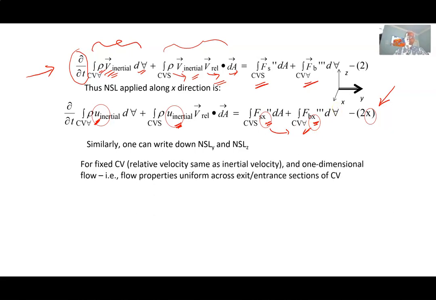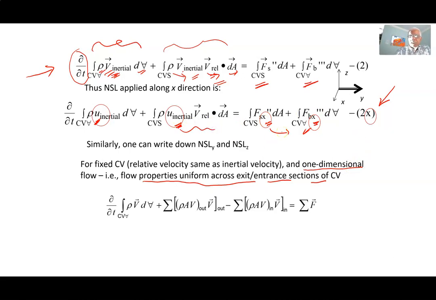And for a fixed control volume, where the relative velocity is the same as the inertial velocity, in many problems this velocity V inertial and this velocity V rel may be the same, where typically you have a fixed control volume, as we will see through examples, and as you saw through some examples when we did conservation of mass kinds of problems. Then, if you assume the flow properties are uniform across the exit or entrance sections of a control volume, that is, you make it one-dimensional, then all these integrals over here become simple products. And so you've got the rate of change of momentum sitting on the left-hand side.